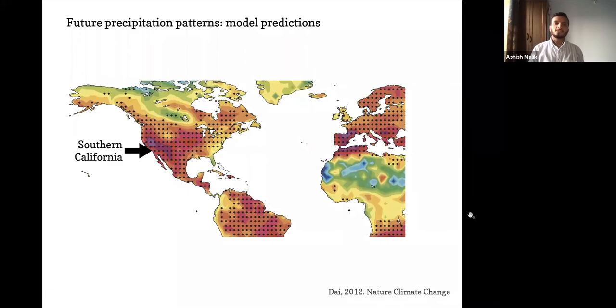So why are we studying drought in Southern California? It's because future precipitation patterns, through model predictions, suggest that some of these Mediterranean systems in the southwest of the United States will receive lower rainfall in the future. So the predictions here, the purple areas, are where precipitation is likely to decrease, very similar to the Mediterranean ecosystems around the Mediterranean Sea.